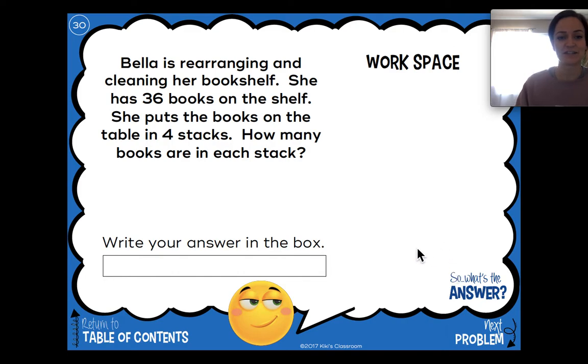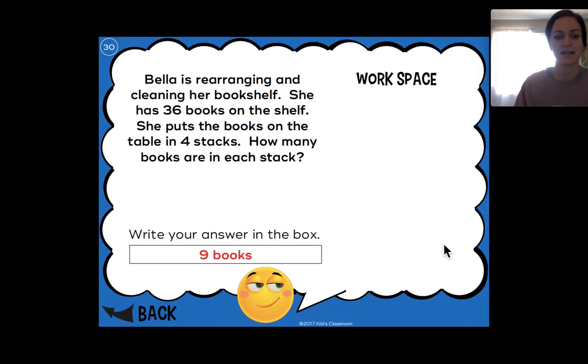All right, let's find out what the answer is. She had 36 divided by 4, right? She's taking 36 books in all, and she's putting them into 4 groups. 4 times 9 is 36, so there would have been 9 books in each group.